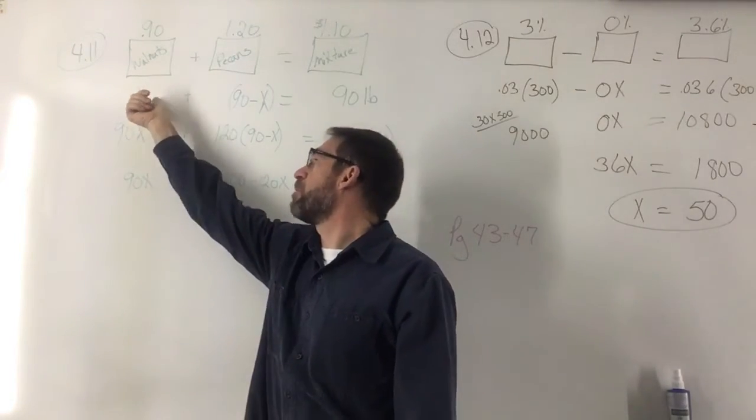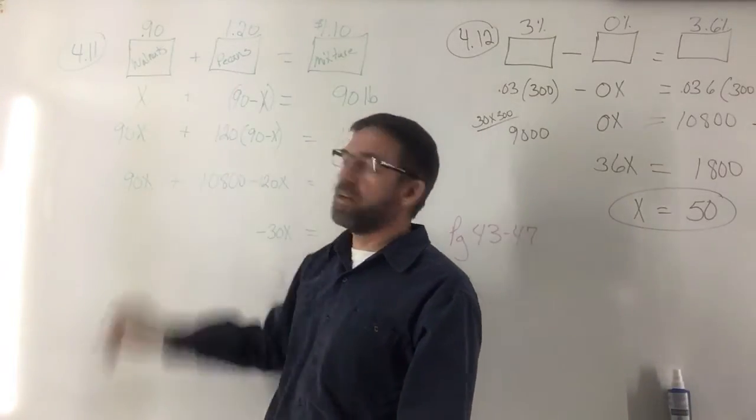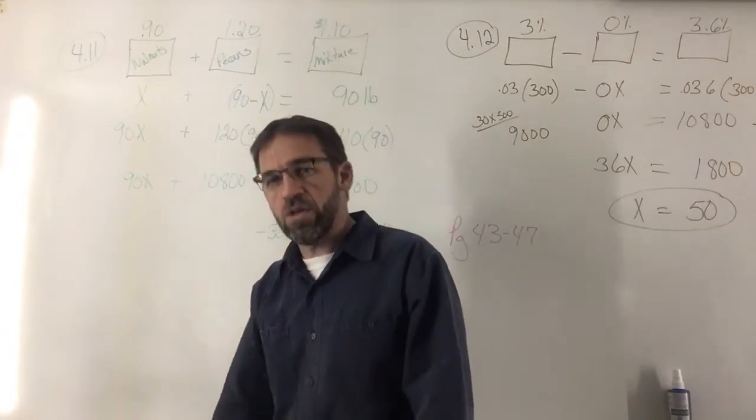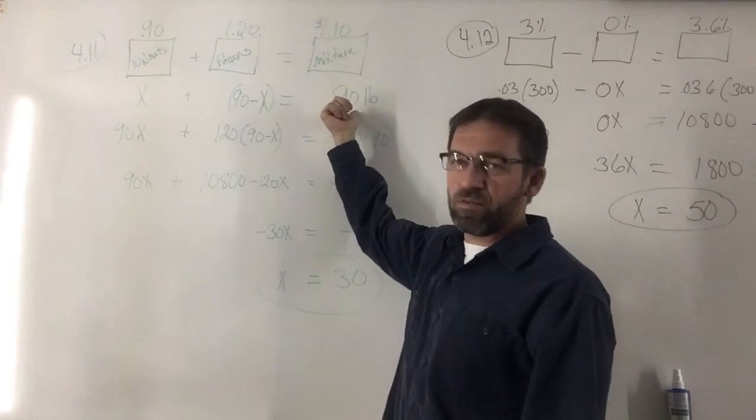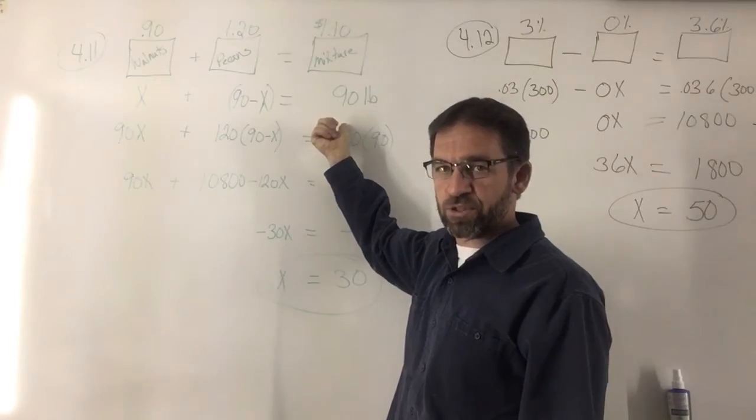Put the number of pounds. How many walnuts? I don't know. It's X. Plus, how many pecans? I don't know. Okay, back up here. How many do you want in the total mixture? 90. 90 pounds is the total mixture.